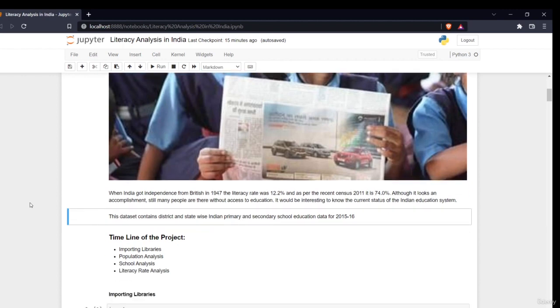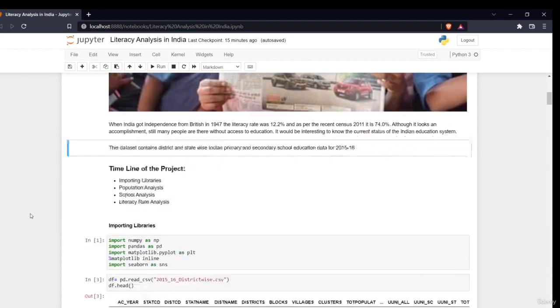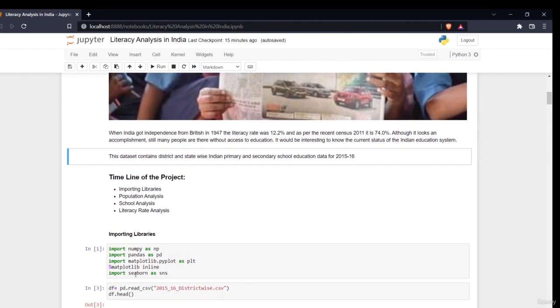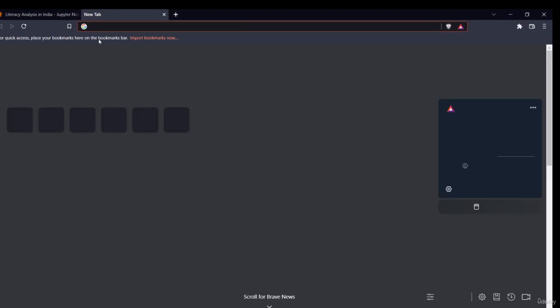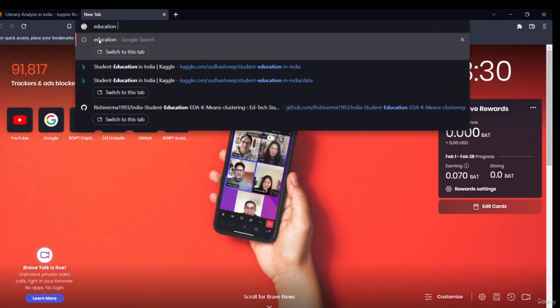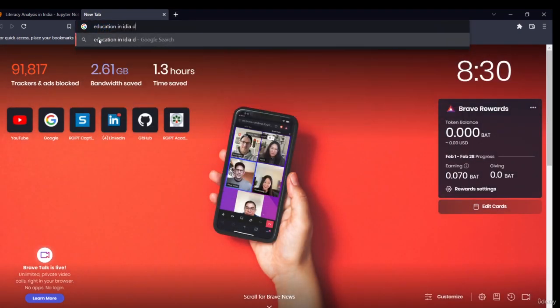Then the dataset is there. If you want to find the dataset, you can directly find it on the Kaggle website. This is the dataset named 2015-16 district wise dataset. If you want to see, search for Education in India dataset Kaggle.